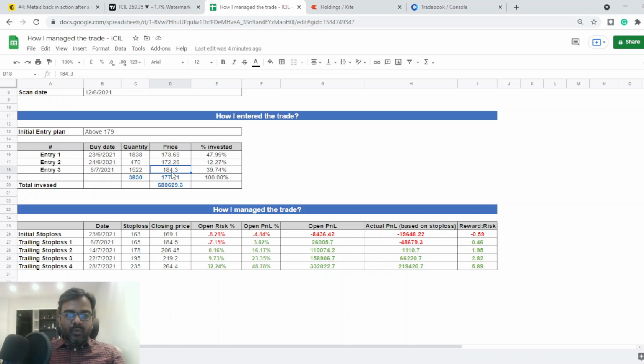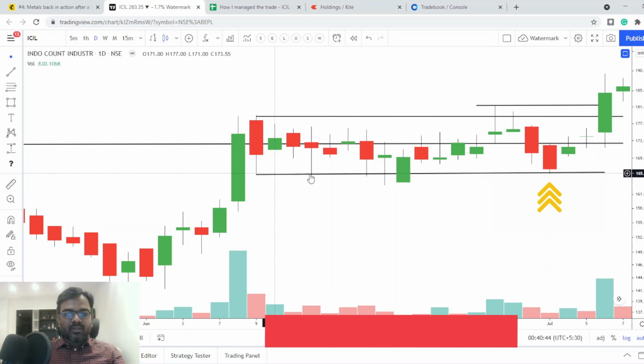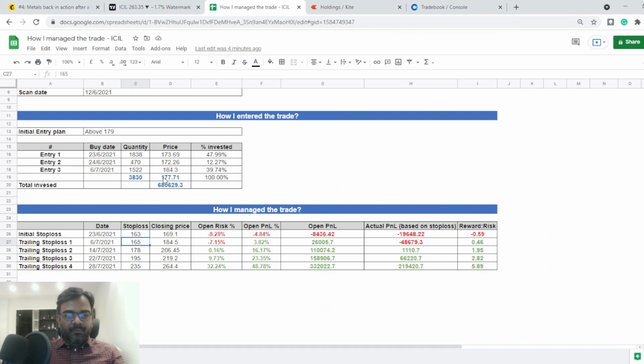Now, when the stock went to 184.3 on the 6th of July, I revised my stop loss from 163 to 165. Now, why did I do that? Because here, before this move up, the lowest point here was 165, and I knew that the stock did not go 1, 2, 3, 4, 5, 6 times below 165. So I revised my stop loss to 165, and I added more shares of ICIL at 184.3, around 1,522 shares.